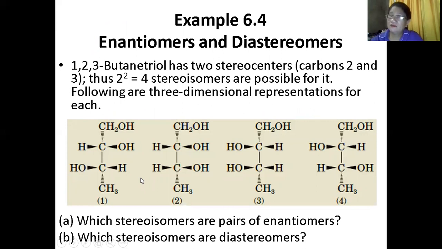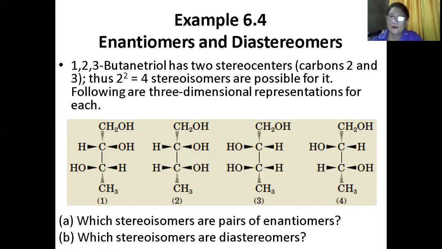Is there, in this molecule, one that is not a mirror image? Okay. This A and 2, is it not a mirror image? It is not a mirror image, right? Therefore, 1 and 2, they are diastereomers. Then 2 and 3, they are mirror images, meaning they are enantiomers. 1 and 2, diastereomers. 2 and 3, enantiomers.